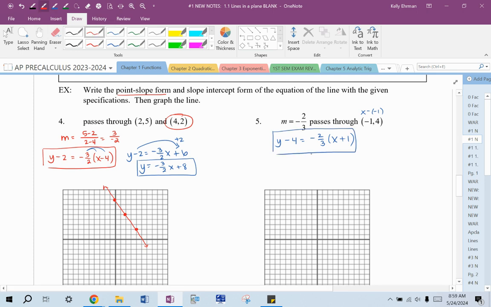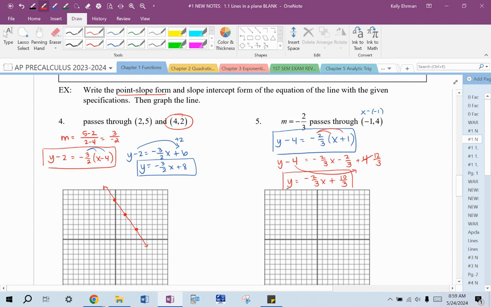If I want to get that into slope intercept form, I will distribute the negative 2/3. So now it's negative 2/3 x minus 2/3 equals y minus 4. I need to solve for y, so I need to add 4 to this side. And then remember, when you're adding a fraction to a number, you need to get a common denominator. So 4 is really going to be 12/3. So y is equal to negative 2/3 x, and then negative 2/3 plus 12/3 is plus 10/3.